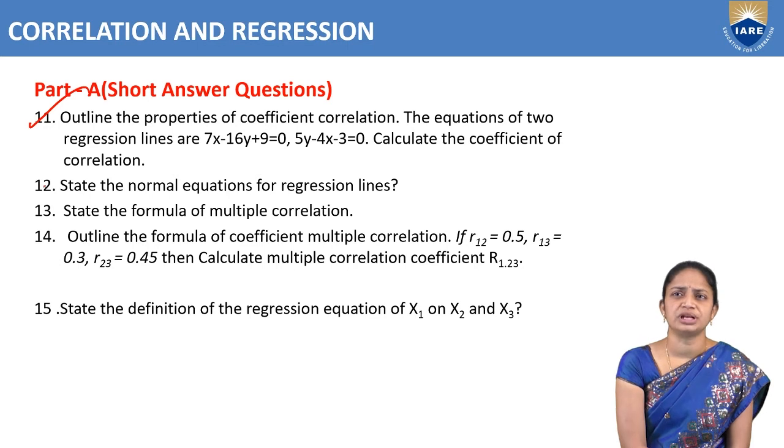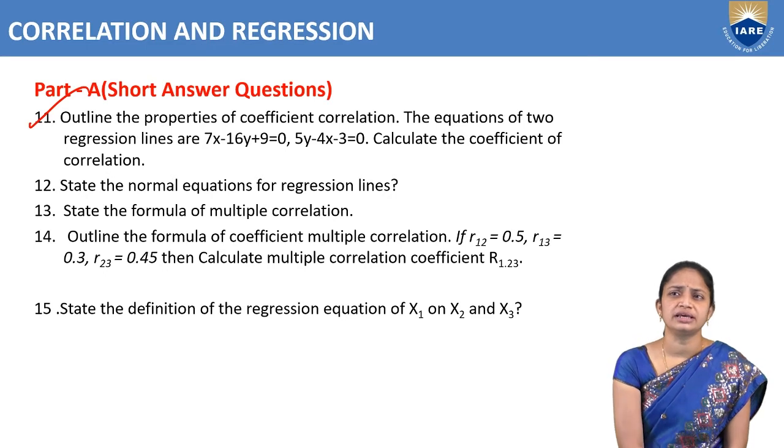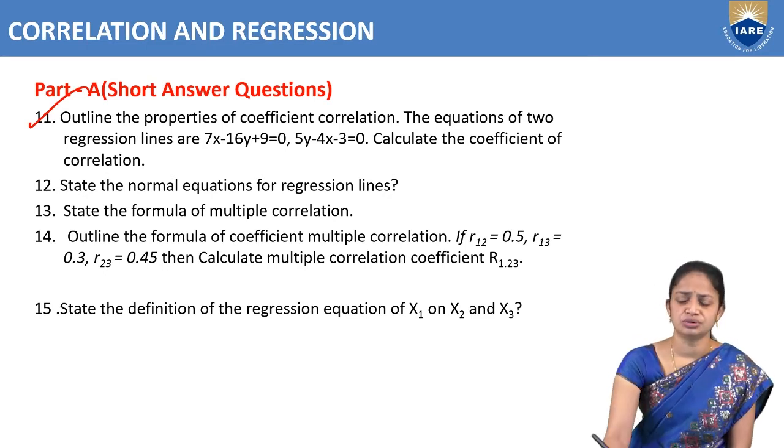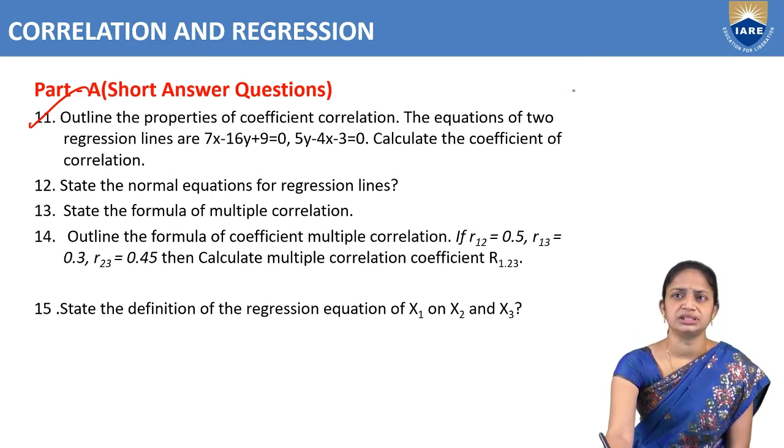Outline the properties of correlation coefficient. The equations of two regression lines: 7x minus 6y plus 9 equal to 0, and 5y minus 4x minus 3 equal to 0. Calculate the correlation coefficient. Here the main important thing is that we have to convert everything into x equal to.